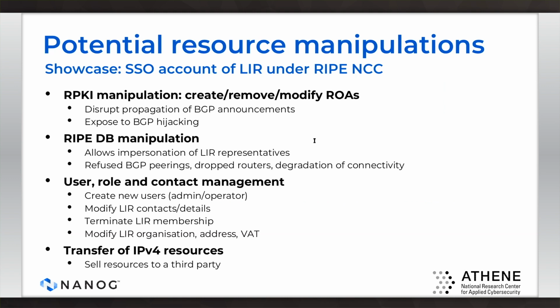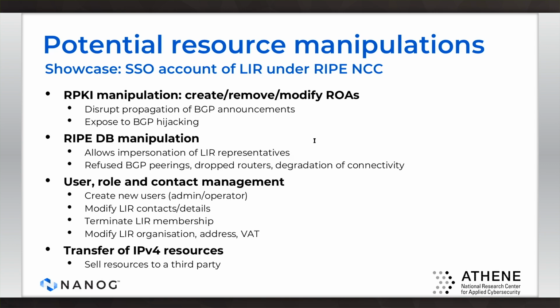Regardless of the square numbers, let's see how an attacker can manipulate the resources. We take an account of a LIR on the RIPE as an example. Firstly, the attacker can manipulate RPKI status. He can modify route origin authorizations so that he can either disrupt the propagation of BGP announcements or expose an RPKI-protected network to BGP hijacking.